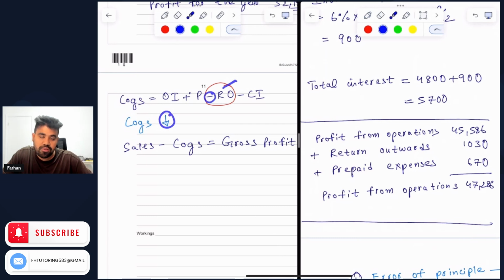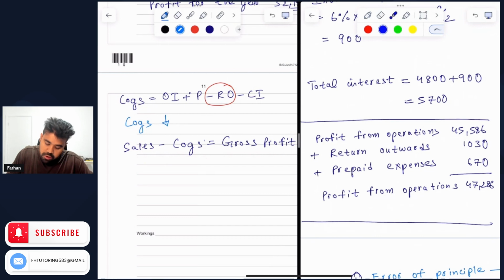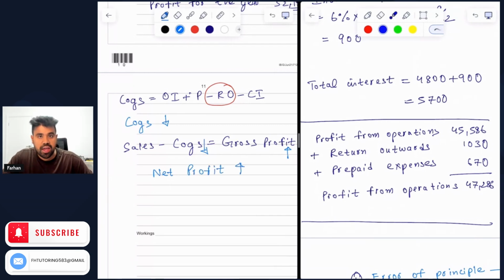Right. So if cost of goods sold goes down, what's going to happen? We know that sales minus cost of goods sold equals gross profit. So if the cost goes down, then our gross profit should go up. Let me make a note here for you. If the cost of goods sold goes down, then gross profit should go up because now you have less cost to deduct from sales. And if gross profit goes up, then the net profit, or the final profit for the year, should also go up.